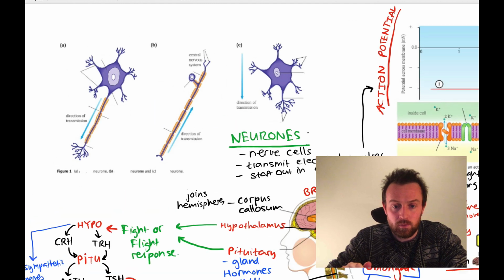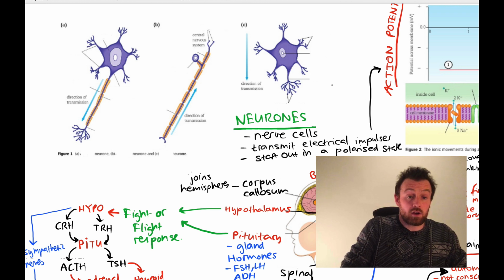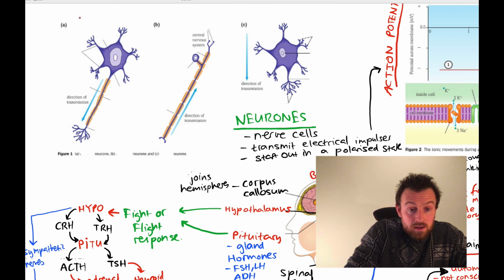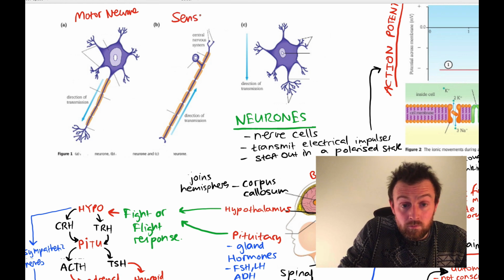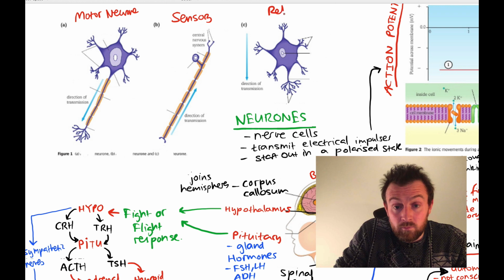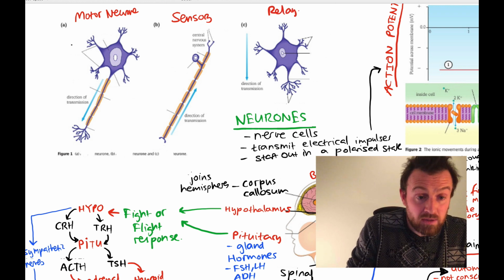Let's zoom in a little bit more, and let's talk about these three different types of neuron. So, first of all, A, you need to recognize this. This is a motor neuron. B is a sensory neuron. And C is going to be a relay neuron. And now let's label these little bits and bobs.